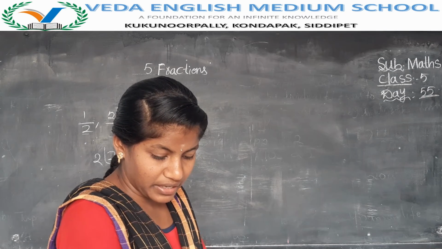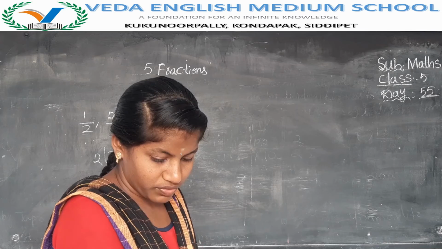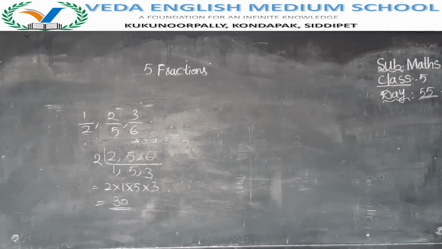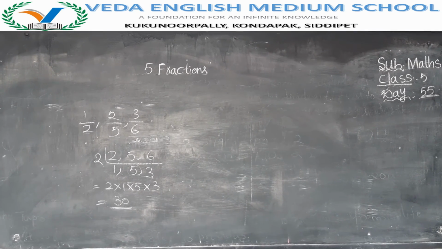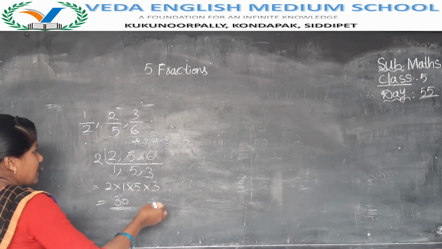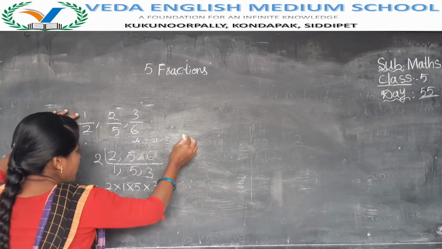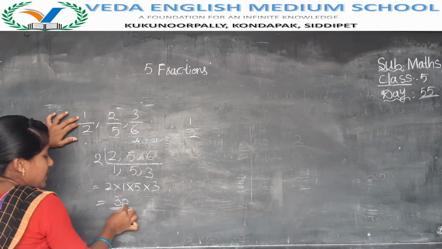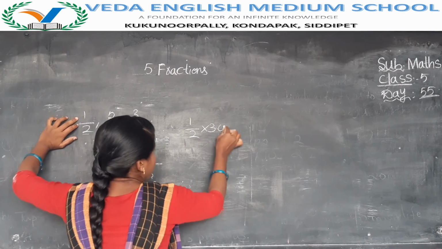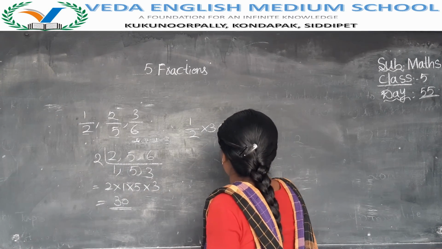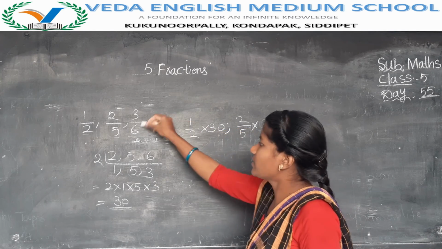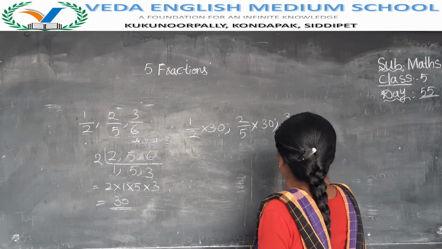Now we have to compare. Now see here we got the LCM as 30. After LCM what we have to do? Now take the first fraction. First fraction is 1 by 2. What is the LCM? 30. Now you have to multiply these fractions with the LCM. 30. Then what is the second fraction? 2 by 5 into what is the LCM, Nana? 30. Then take the third fraction 3 by 6 and what is the LCM?